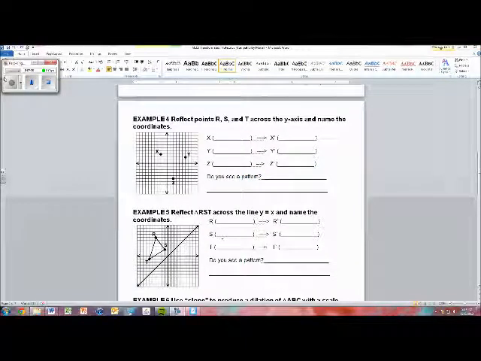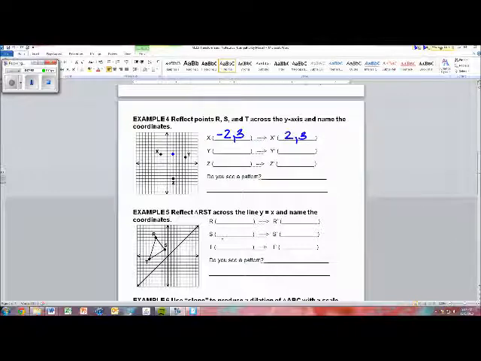Example 4 talks about reflecting across the y-axis. I'm supposed to reflect each of these points across the y-axis, so we're going to look at point X. Right now, X is at the ordered pair -2, +3. And it is 2 units away from the y-axis. So when I reflect it across the y-axis, it's still going to be 2 units away. It's just going to be 2 units on the other side. It's going to end up here. And this coordinate would be +2, +3.